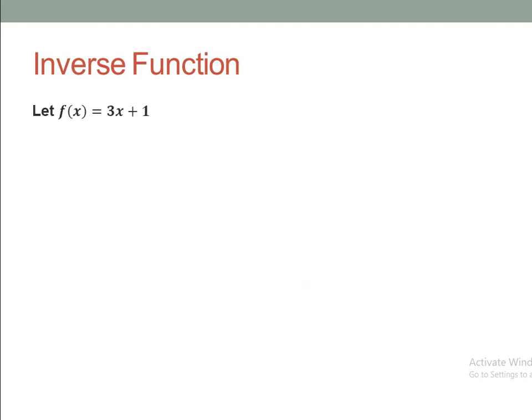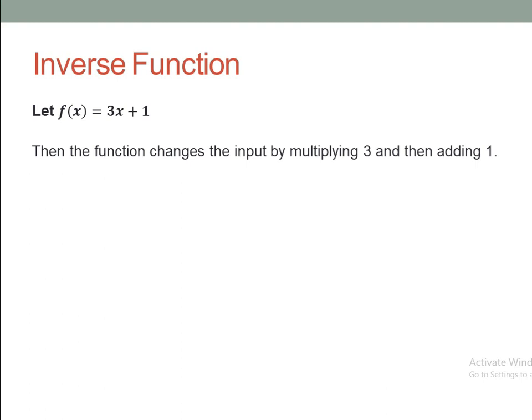Let's take another example. Let f of x equal to 3x plus 1. Then what does this function say? This function changes the input by multiplying by 3 and then adding 1. Like if you use 5 as input, then this function will multiply 5 by 3, then add 1, which means 15 plus 1, that is 16. And look, if you use minus 2 as input, minus 2 will be multiplied by 3, that is minus 6. Then 1 will be added, that is minus 6 plus 1, that is minus 5.